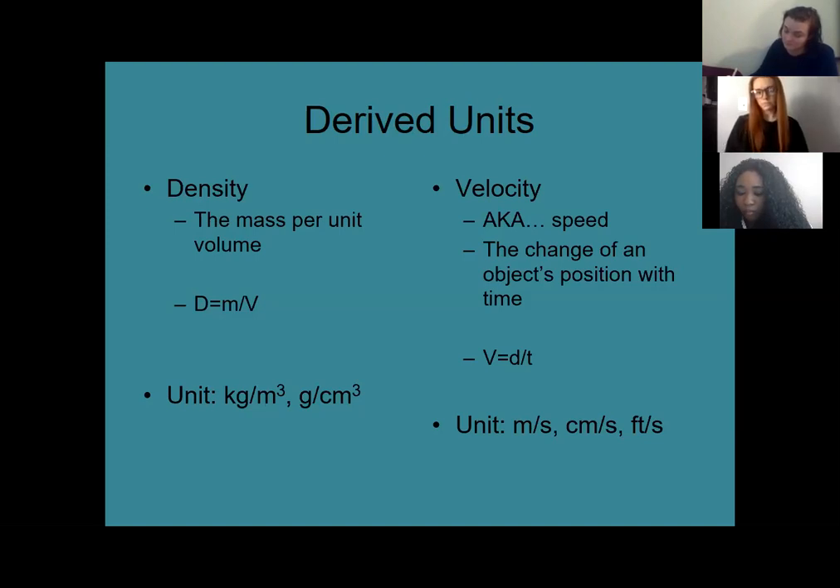So if we are in the MKS or the SI system, our unit of mass is the kilogram and our unit of volume is cubic meters. So in those systems, the unit for density is kilograms per cubic meter. In the CGS system, it would be grams per cubic centimeter. And if it were the British system, it would be pounds per cubic foot.